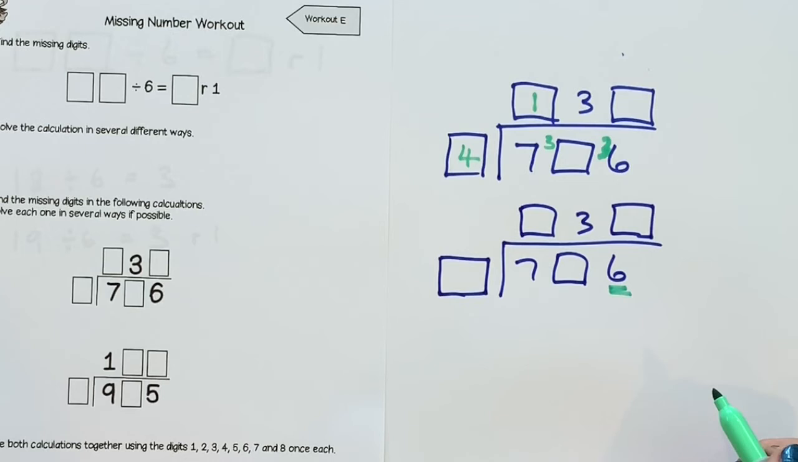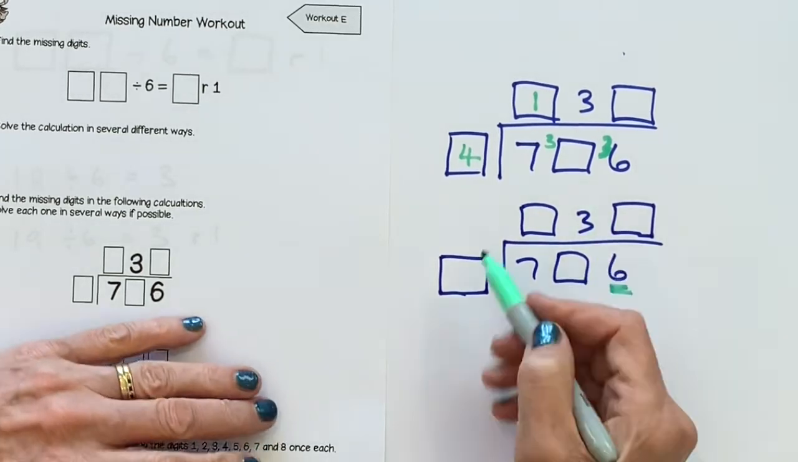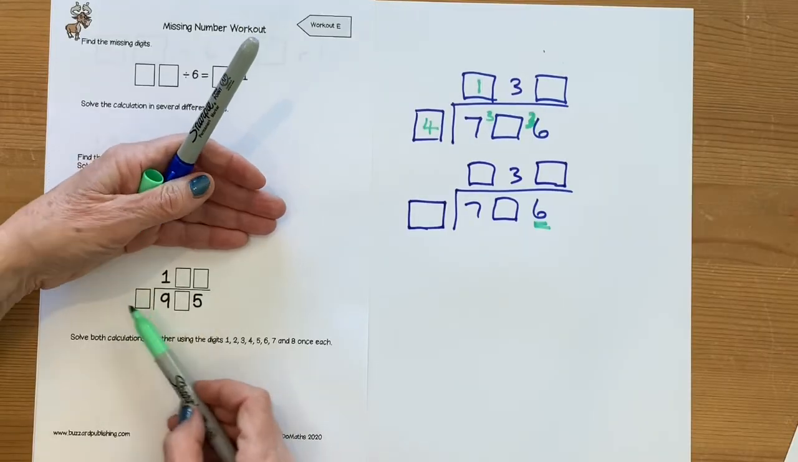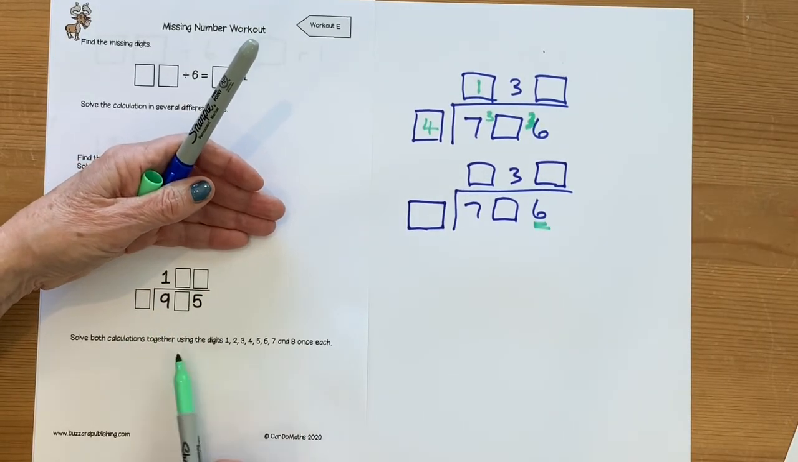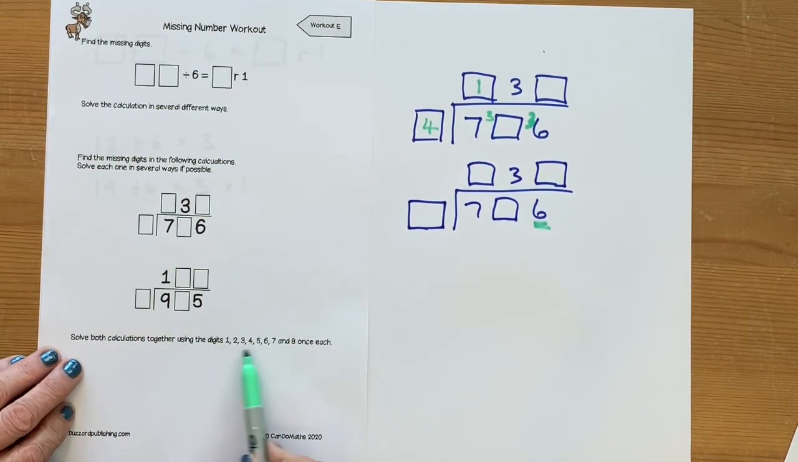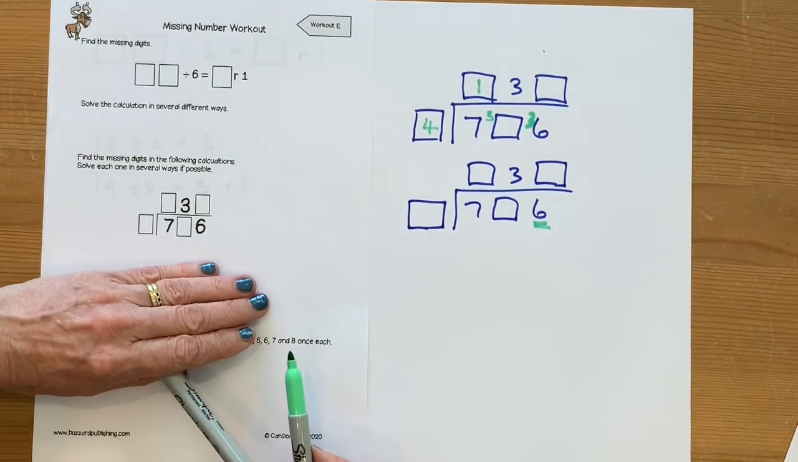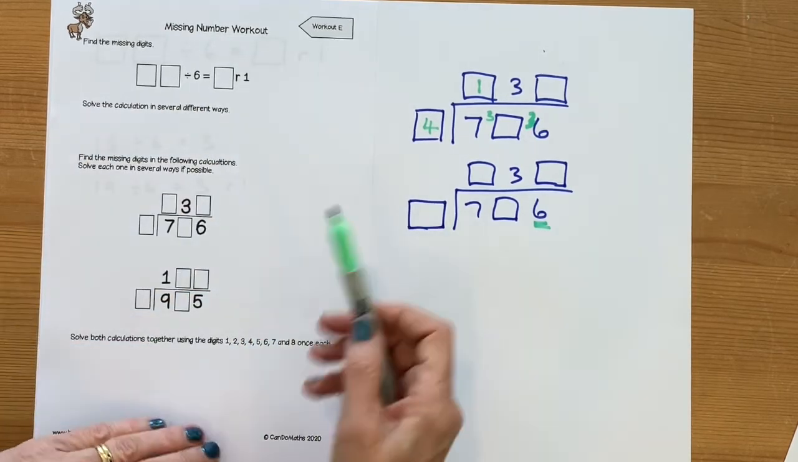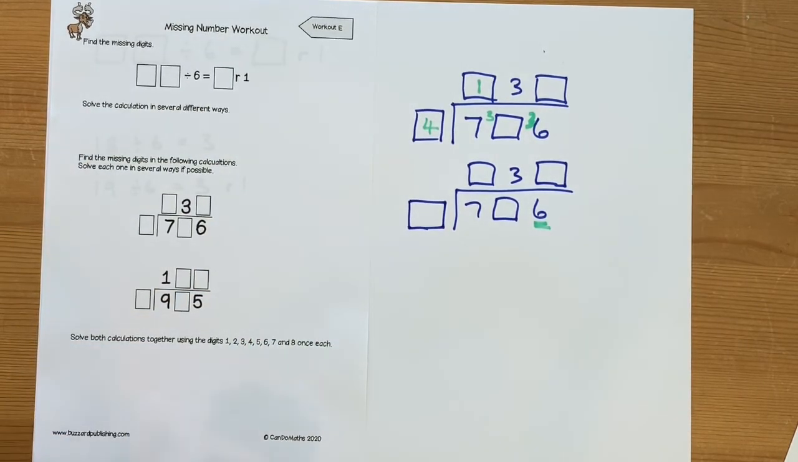Yeah. You go and have a go. When you've solved that one, have a go at this one. Yeah, then your real final challenge is then to solve both of them together using the digits 1 to 8 once each. Well, if you've solved them both separately, that will help you solve them both together. Off you go.